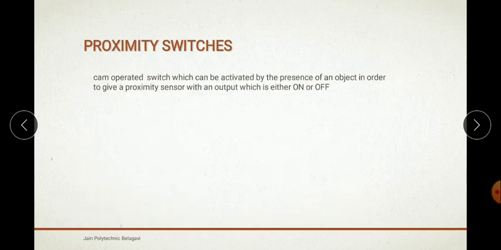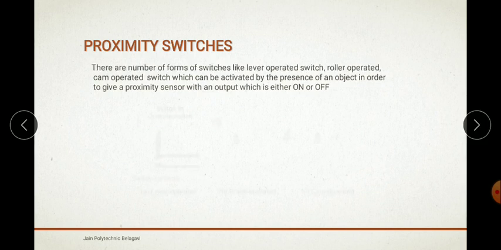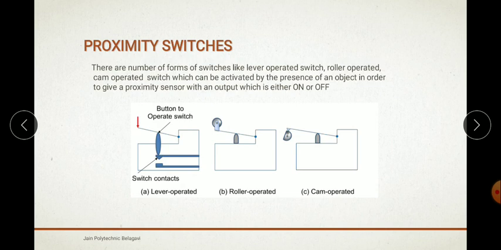Next one, the proximity switches. So what are proximity switches? Proximity switches are switches, and there are a number of forms of proximity switches, such as the cam operated switch, which can be activated by the presence of an object in order to give a proximity sensor with an output which is either on or off. Depending upon the application, the proximity switches vary. There are three types of proximity switches: the lever operated, the roller operated, and the cam operated. Here we can see the lever operated.